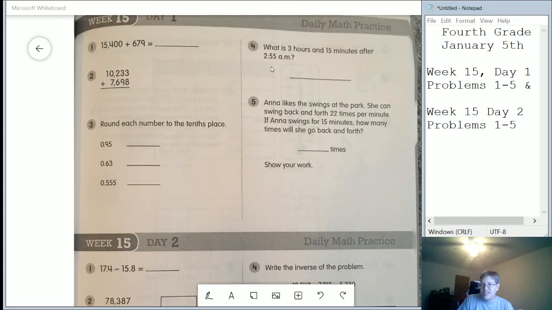So what I would tell you to do is just go ahead and do mental math. Start with adding 3 hours to the 2 hours here. And then we need to count forward 15 minutes. If we're at 55 minutes, we're 5 minutes away from the hour. And so we can use that to help us.